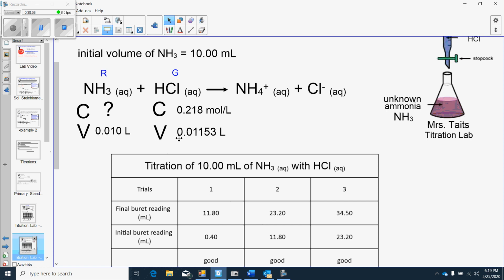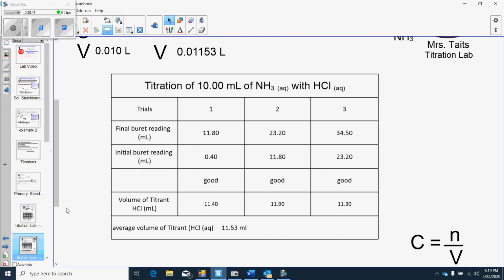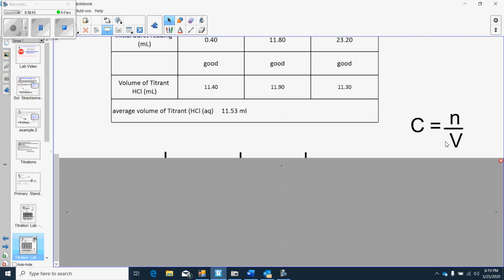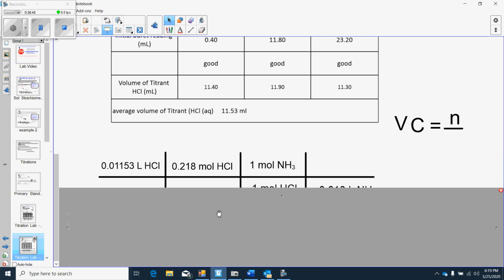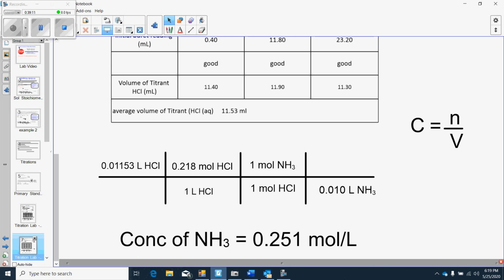Now we can use solution stoichiometry to find our unknown. We're going to use our equation like we did before. We want to start with volume and find moles, so concentration to moles, moles to concentration. We're going to find our volume of HCl and multiply it by our concentration per liter. We do our mole-to-mole ratio, given on the bottom, required on the top. It's a 1-to-1 ratio. And we're looking for concentration again, so we put the volume of our required on the bottom. And we get our answer, 0.251.